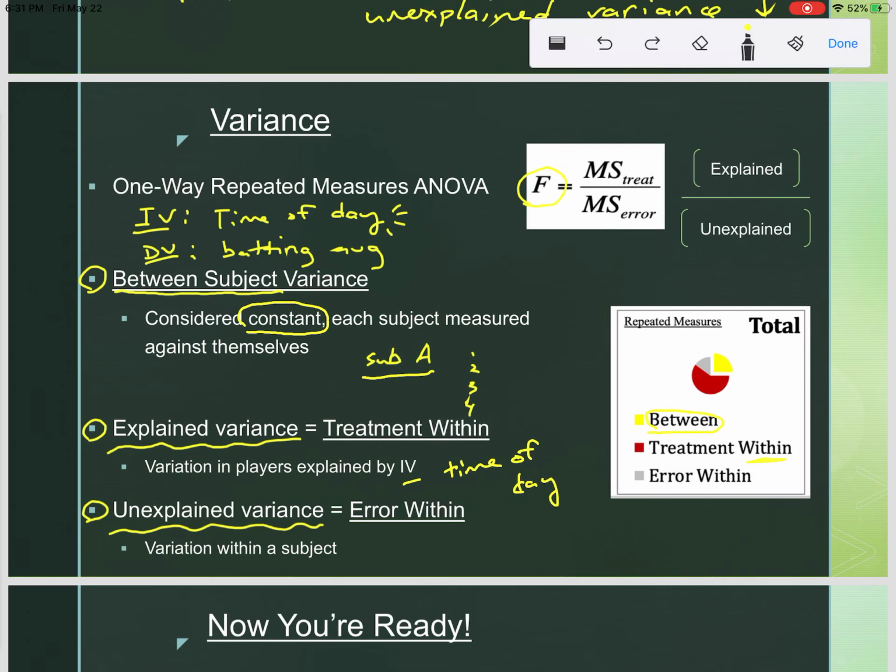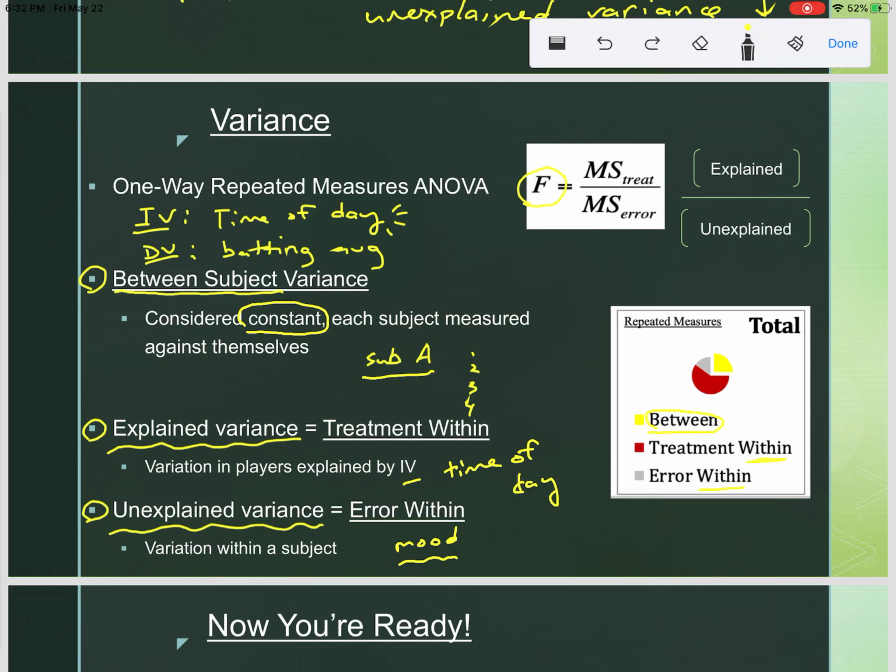Then we have unexplained variance, and this is the error within a subject. Within that subject, mood, nutrition, other things, these are things that will undoubtedly creep in. No matter who you are, we're humans, we're not robots. No matter who you are, there's going to be some variance just because of that person. And this would be variance not due to batting average changes because of time of day. And that is called the error within.